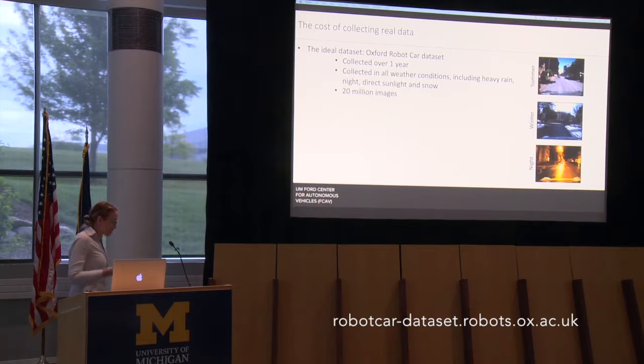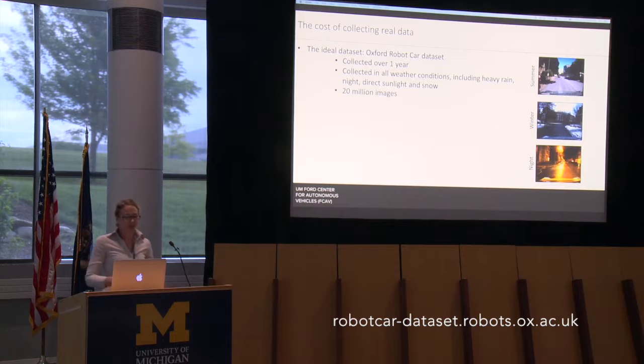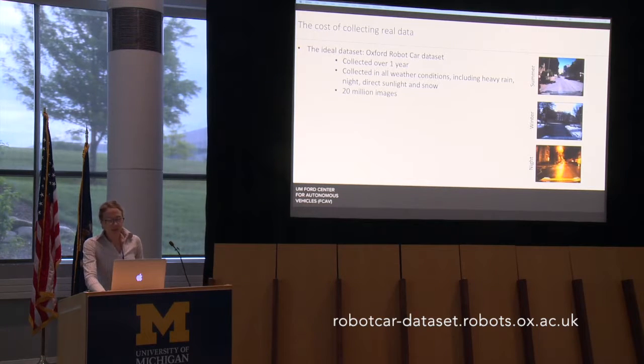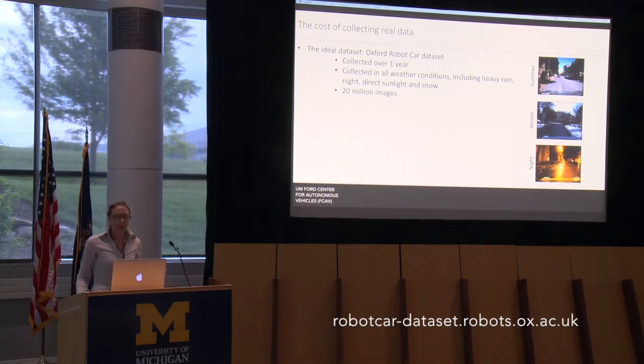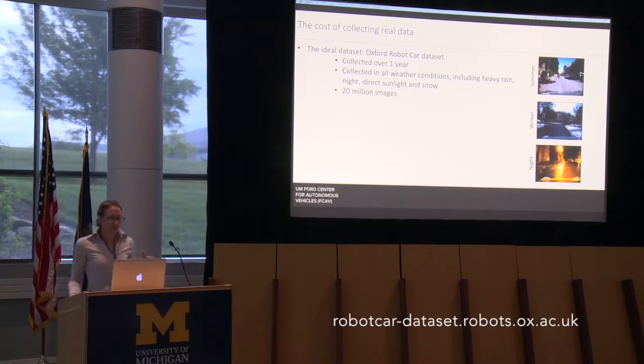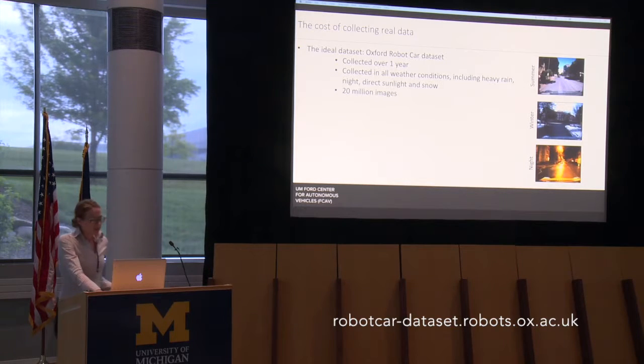So why not just capture a bunch of real-world data? I mean, that's what Google does, right? They just drive cars everywhere. And in computer vision, we actually do have this giant data set. It's over 20 million images. It took a year and a half to two years to collect. It has a bunch of different seasons represented in it, a bunch of different weather conditions, lighting conditions, times of day, and this is what we want to train our algorithms on.